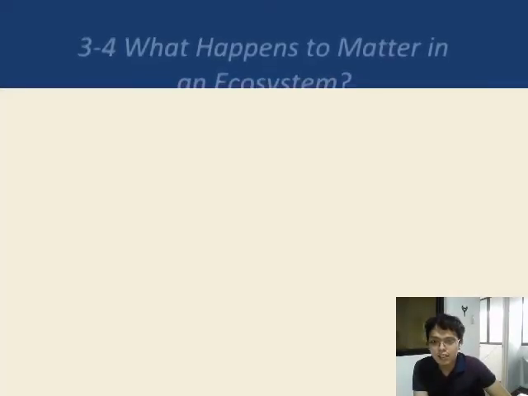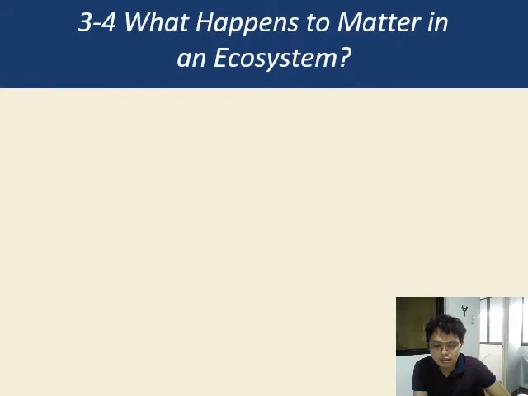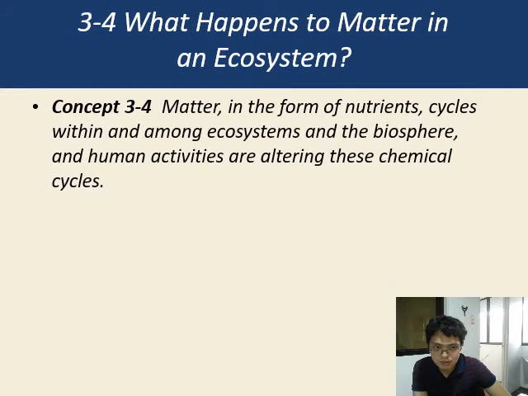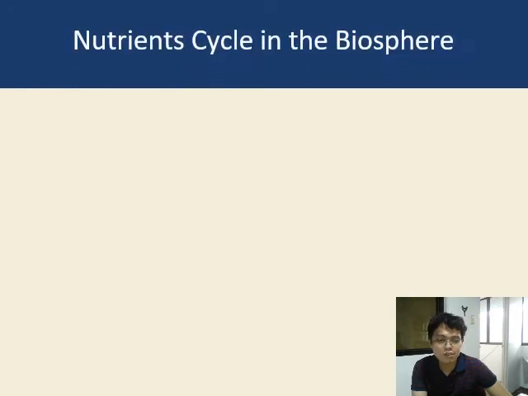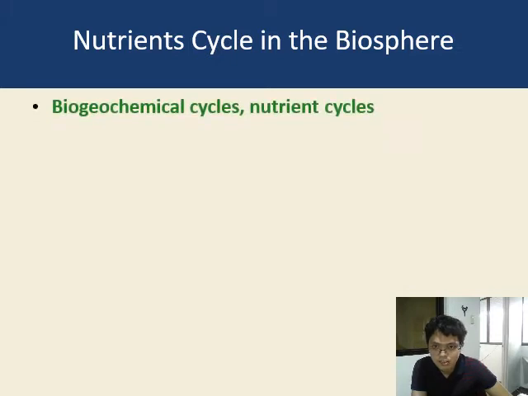The focus in this topic is what happens to matter in an ecosystem. So matter in the form of nutrients cycles within and among ecosystems and the biosphere, and human activities are altering these chemical cycles. So elements and compounds move through air, water, soil, rock, and living organisms in biogeochemical cycles or nutrient cycles.